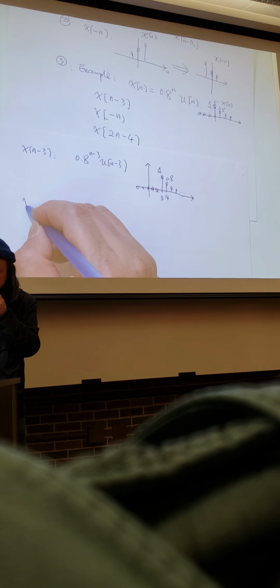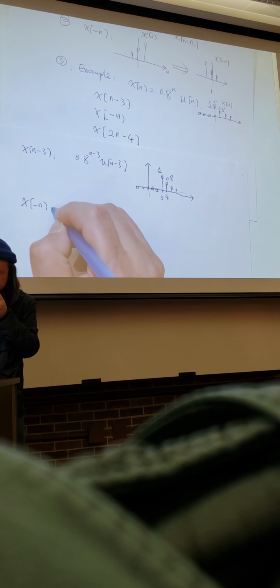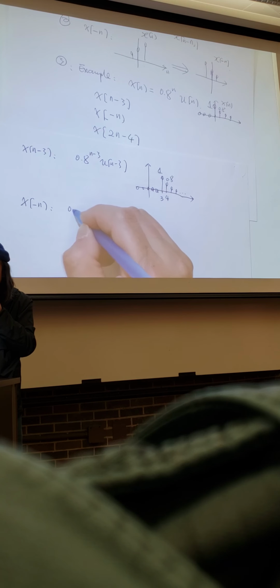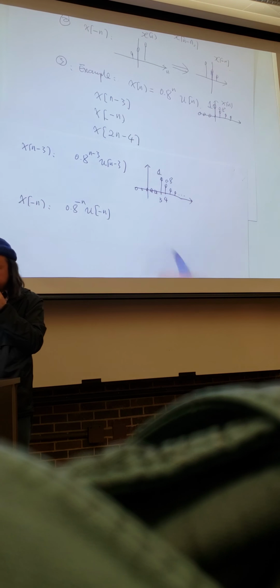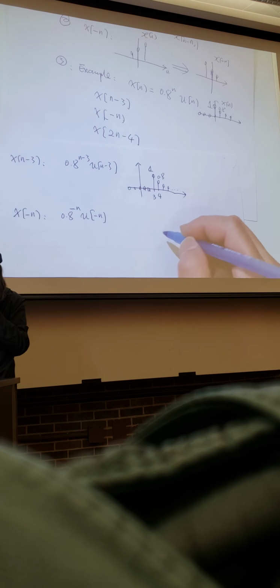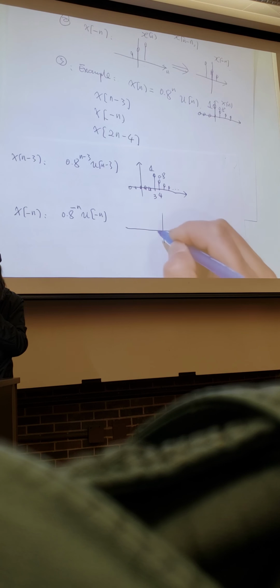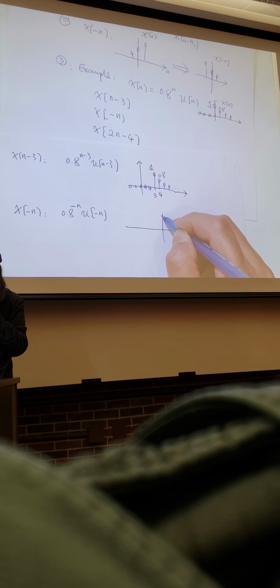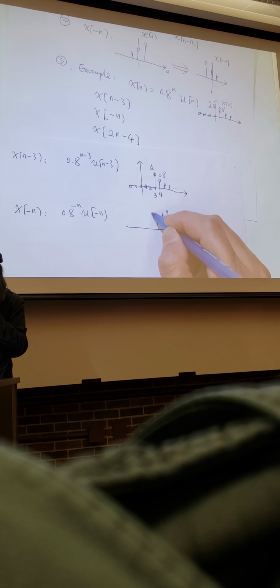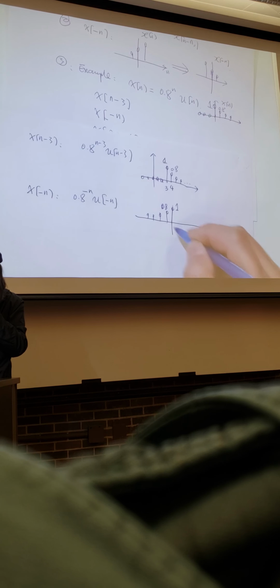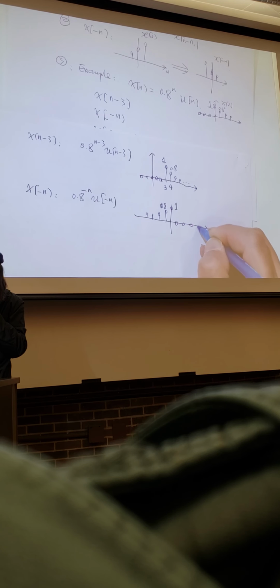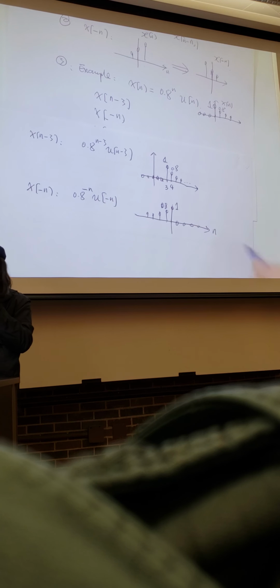The negative n is 0.A to the negative n times u of negative n. You just replace n by negative n. Then it looks like a reverse. The middle stays in the middle, this is 1, but 0.A goes to this side, and the square and cube of it look like this. And for positive n, they are 0.